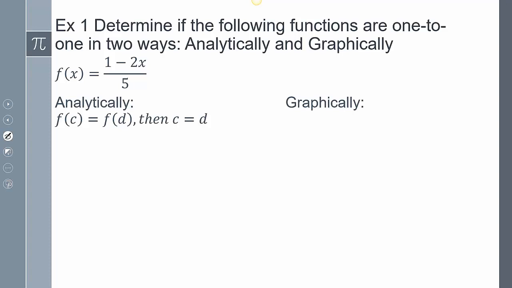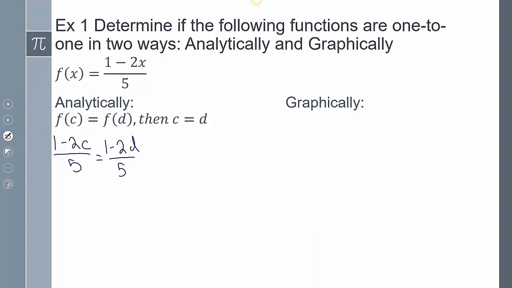So let's look at a few examples here. It says determine if the following functions are 1 to 1 in two ways, analytically and graphically. Analytically, if we want to determine if our function is 1 to 1, we take f of c equals f of d and simplify that down. Do I have c equals d? So f of c equals f of d: 1 minus 2c over 5 equals 1 minus 2d over 5. Now I need to get it to where it's c equals d.